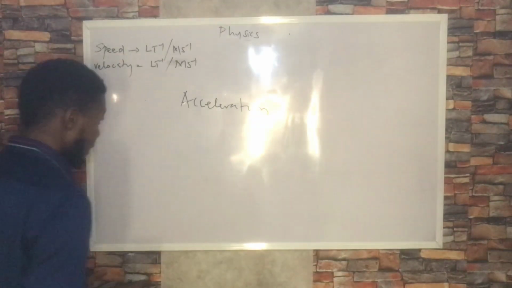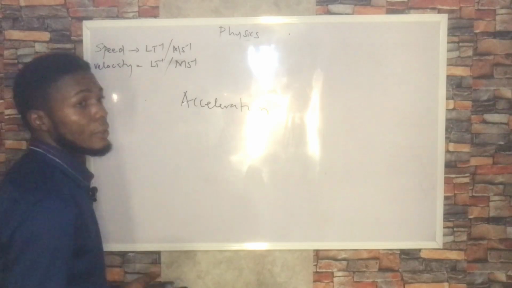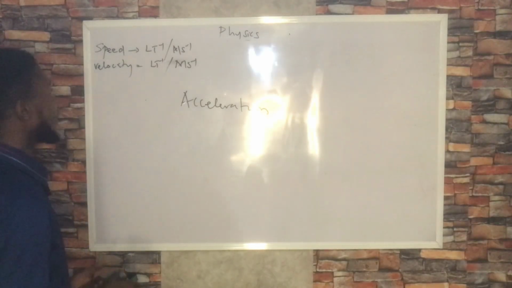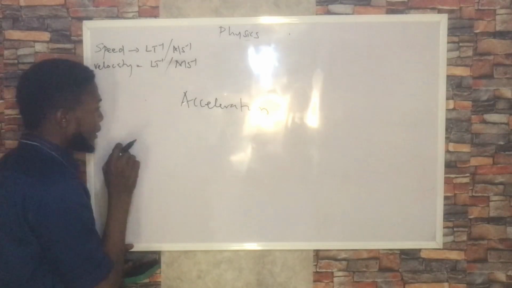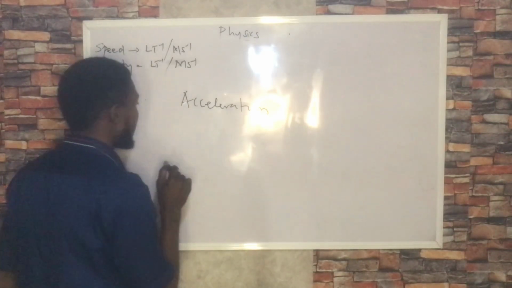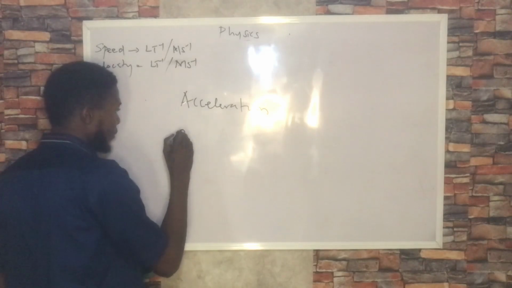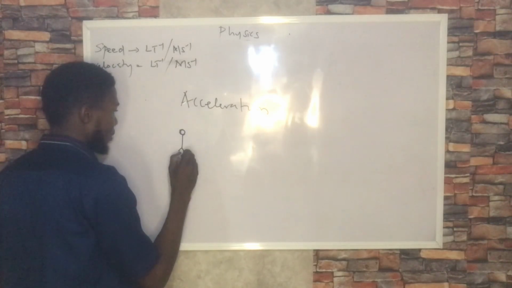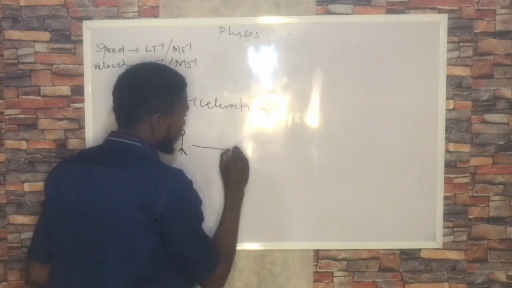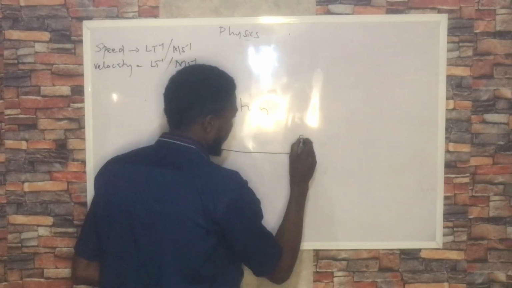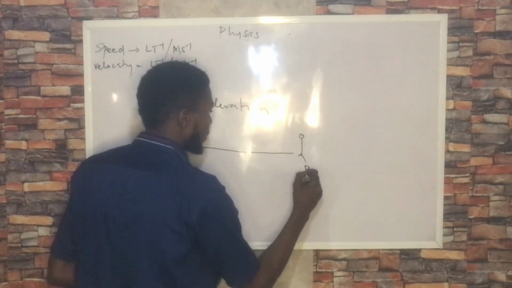Let's move on to acceleration. In physics, we talk about acceleration and velocity. Now, acceleration, let me use an illustration here. Let's say you have a boy moving from this point to this point. Let's call this point A and this point B.